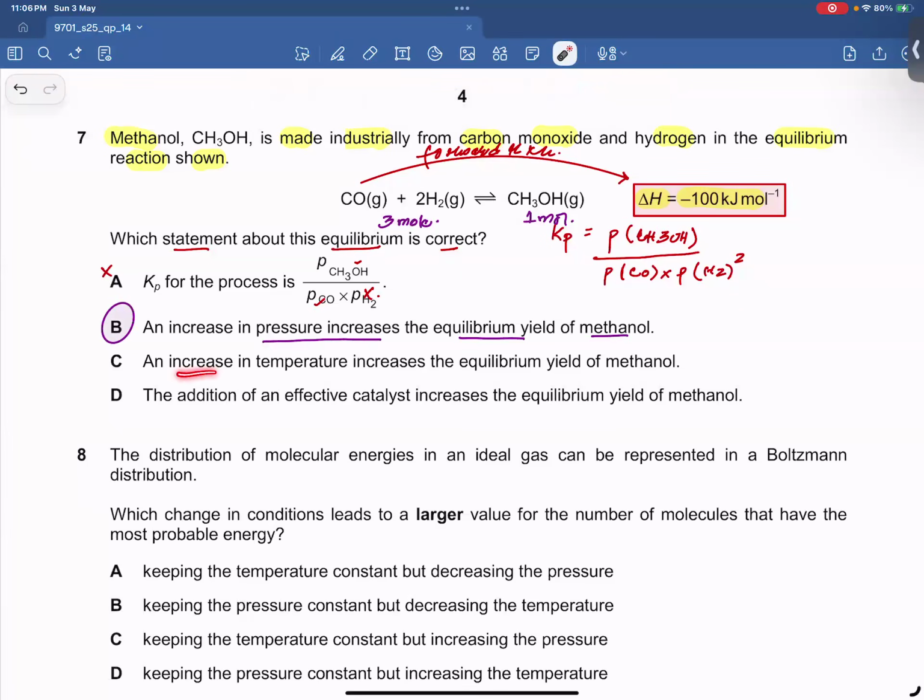Let's talk about C. An increase in temperature increases the yield. If the forward reaction is exothermic and you increase the temperature, obviously equilibrium favors the left-hand side. In that case, the yield of methanol decreases. The addition of an effective catalyst increases the equilibrium yield. Well, I've told you in the class, whenever we use a catalyst, it has nothing to do with the equilibrium yield. It increases both forward and backward reaction rates, all right? So it affects only the rate of reaction, not the equilibrium yield. So obviously these 2 options are also incorrect.